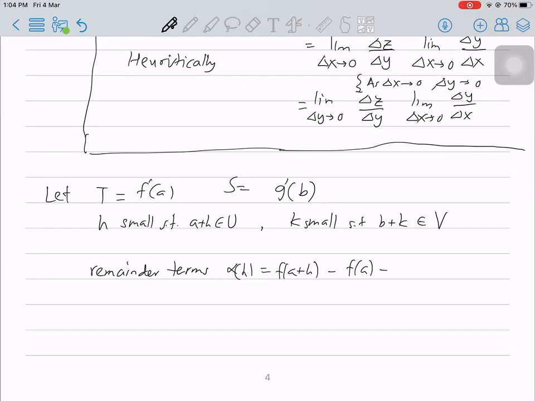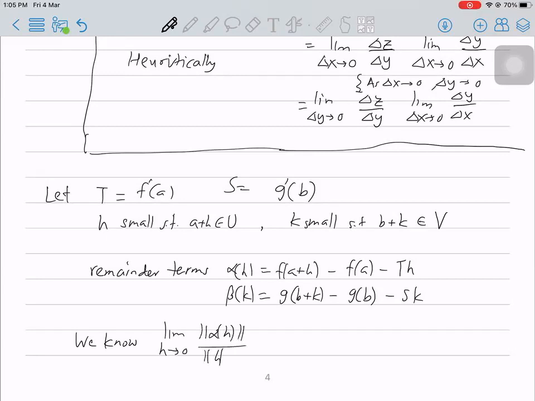T minus t of h. And let us say beta of k is equal to g of b plus k minus g of b minus s of k. What do we know? The limit as h approaches 0 of the norm of alpha of h divided by the norm of h is equal to 0, as is the limit as k approaches 0 of the norm of beta of k divided by the norm of k.